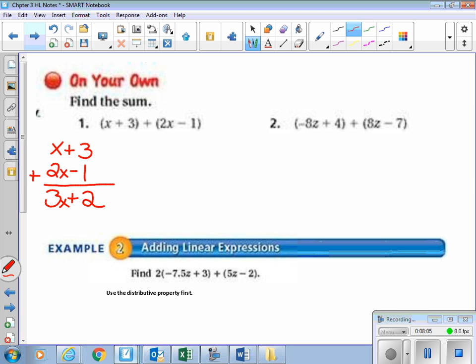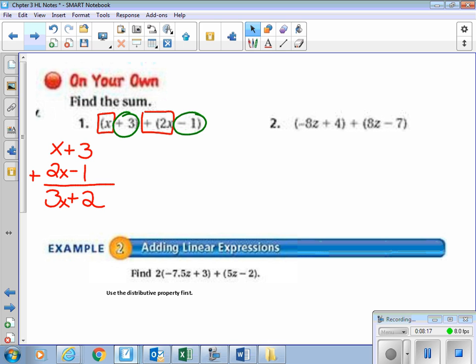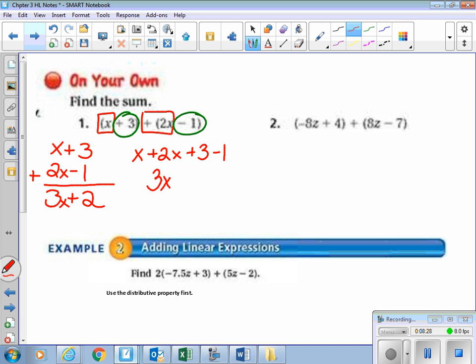Horizontally, going straight across, I'm just going to use the original problem. I've got an x and a positive 2x. And then I've got a positive 3 and a negative 1. I'm going to rewrite the problem with my like terms together. x plus 2x plus 3 minus 1. x plus 2x gives me 3x. And a 3 minus 1 would be a positive 2. Both ways of doing it yield the same answer.